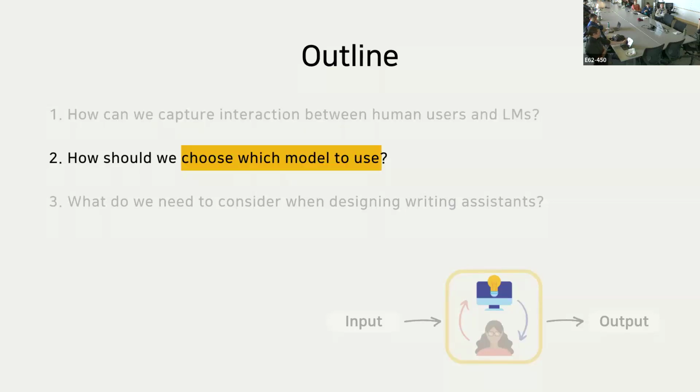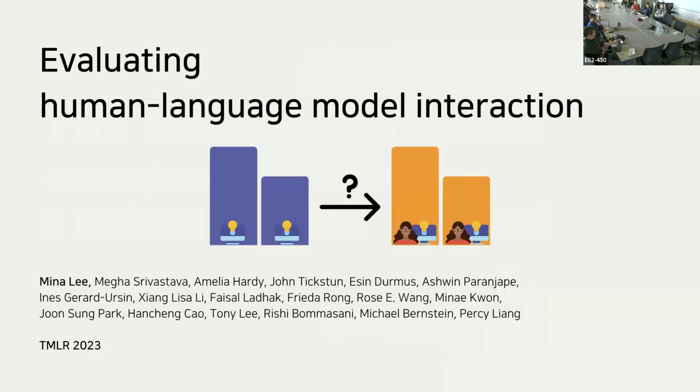The second part is about how we should choose which model to use. This part of the talk is based on the paper titled Evaluating Human Language Model Interaction. It goes beyond just writing tasks, although it does look at two writing tasks. You can think more broadly about language-based human-AI interaction and how we can frame our thoughts when designing evaluation metrics to think about the interaction. This was a big collaboration with people at Stanford, so all the kudos go to them.